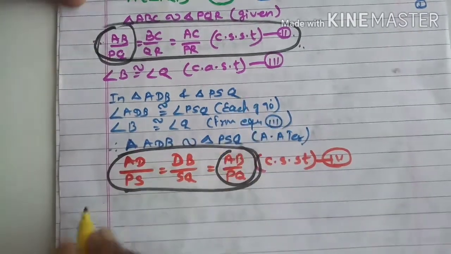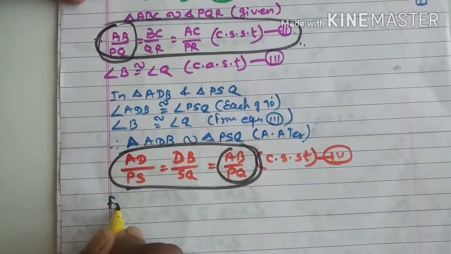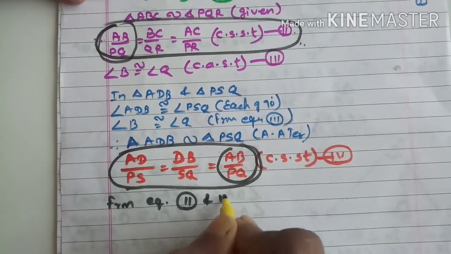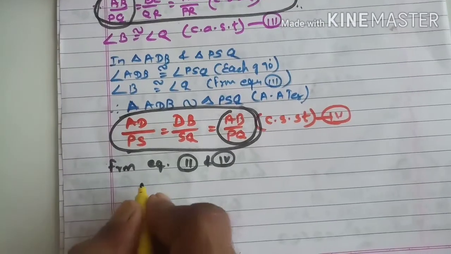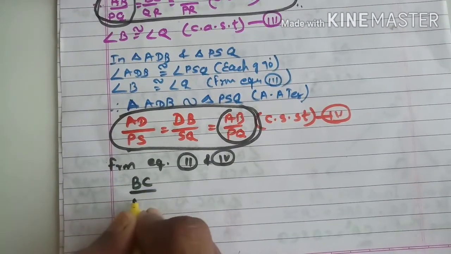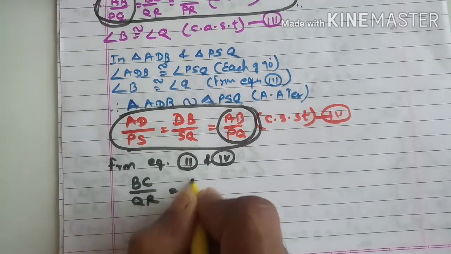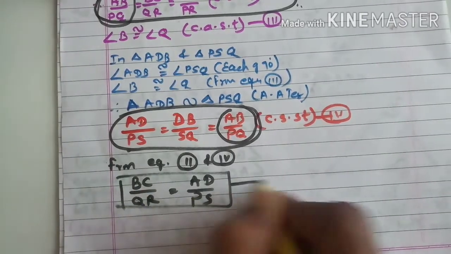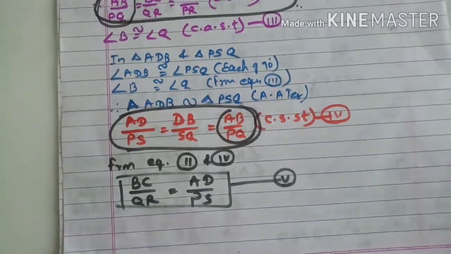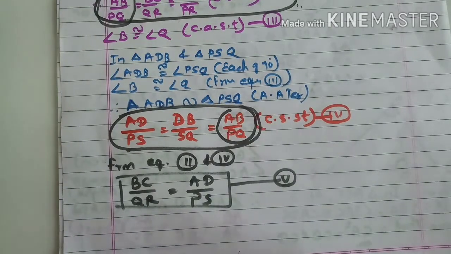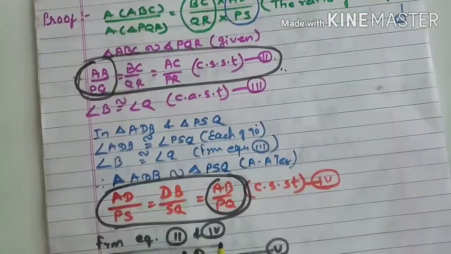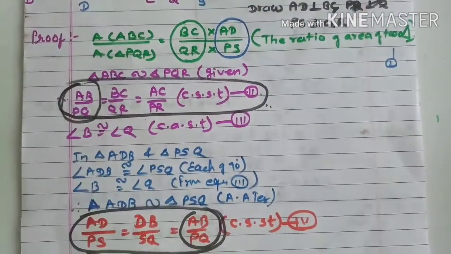Okay, so from equation number 2 and 4, BC upon QR is equal to AD upon PS. Okay, this is number 5. Substitute the value of 5 in equation number 1. Okay, what is there in equation number 1?